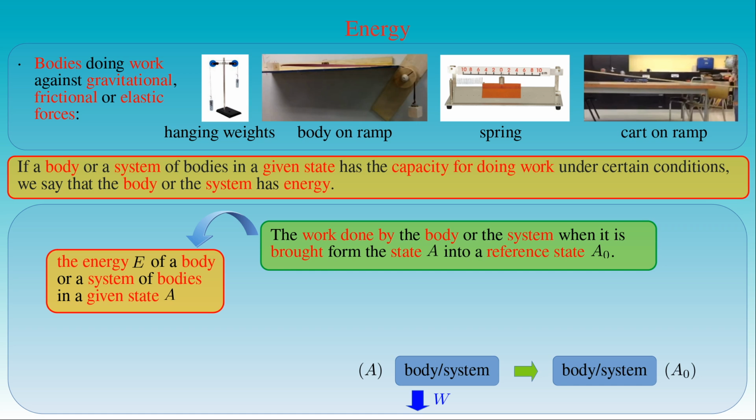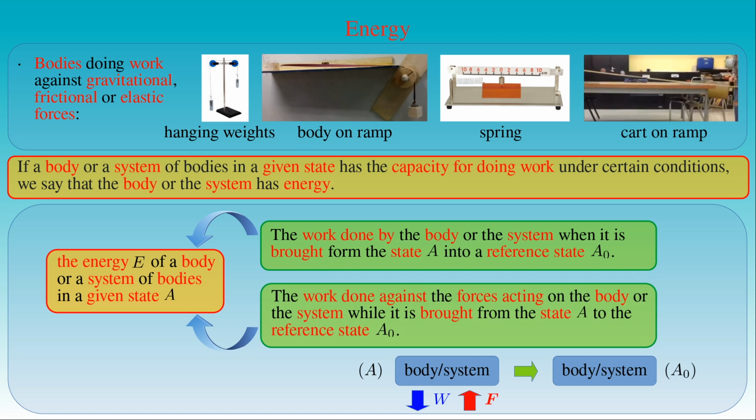In other words, the energy of the body or the system is measured by the work done against the forces acting on the body or the system while it is brought from the state A to the reference state A0. Therefore, energy is a quantity which has the same nature as work, and its unit is the same. If we use SI units, then energy is measured in joules.